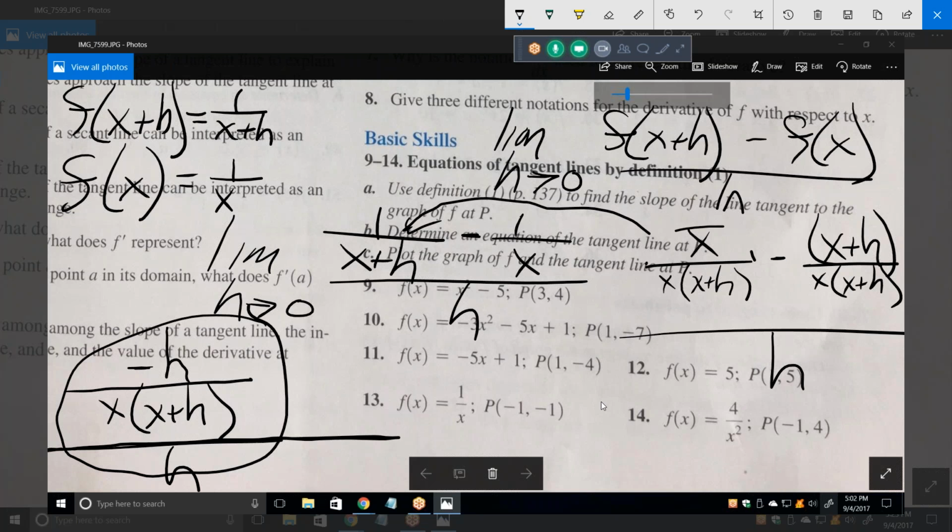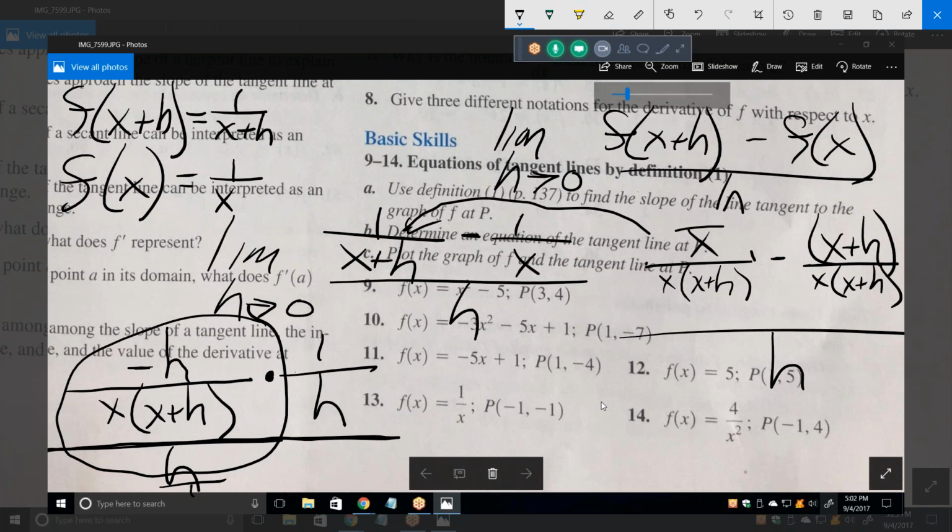What's the reciprocal of h? There's a 1 underneath there. What's the reciprocal of that? Just the bottom. The reciprocal of just the bottom is 1 over h. So instead of dividing by h, I'm multiplying by 1 over h.